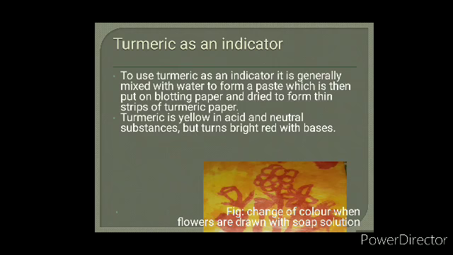The reason is that soap is a base, and that's why when it comes in contact with turmeric paper, it turns red. We can make a greeting card by using this turmeric paper and soap solution. In this figure, you can see this is a turmeric paper, and by using soap solution, these flowers are drawn.